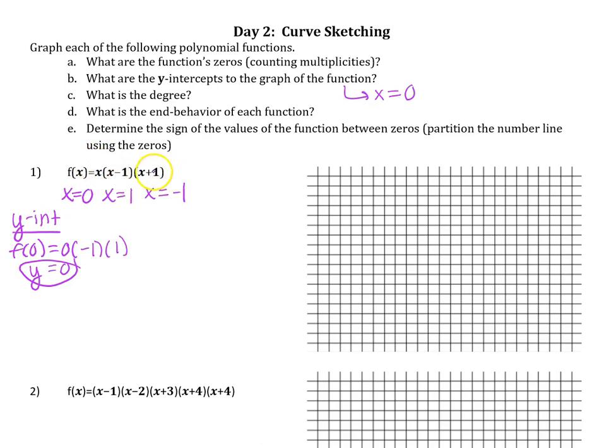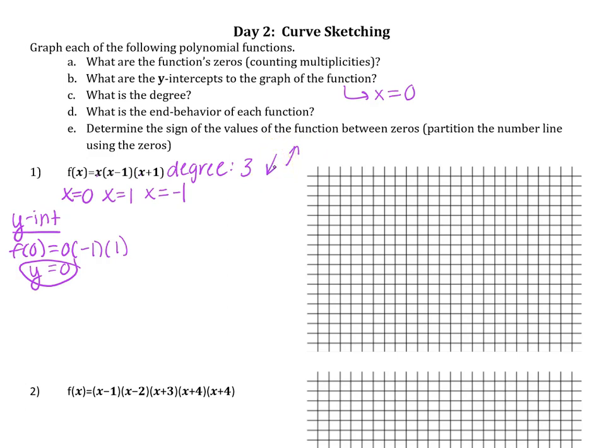The degree of this polynomial would be 1, 2, 3. Okay, so this is a degree 3. It's a leading coefficient that's positive, so that means that we're going to end positively. So this is my end behavior.